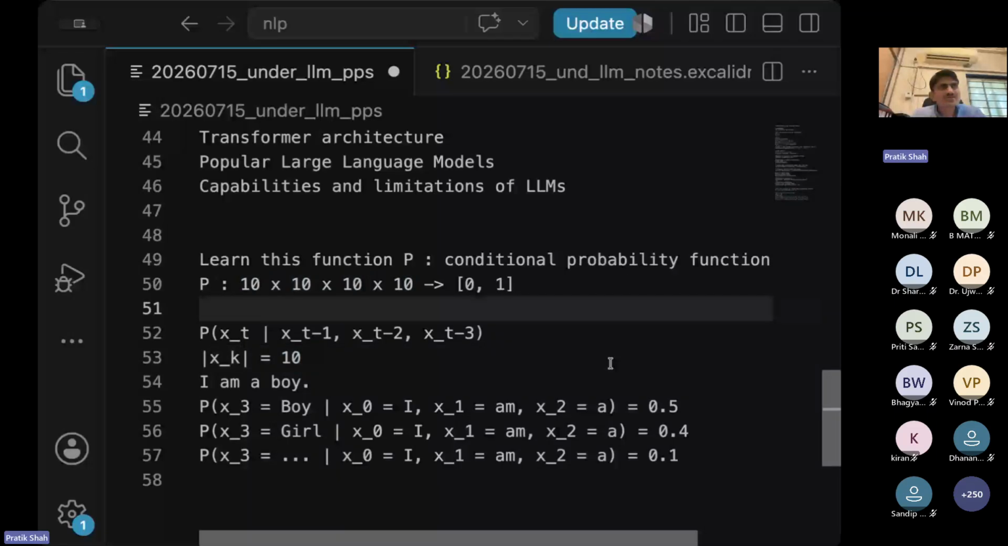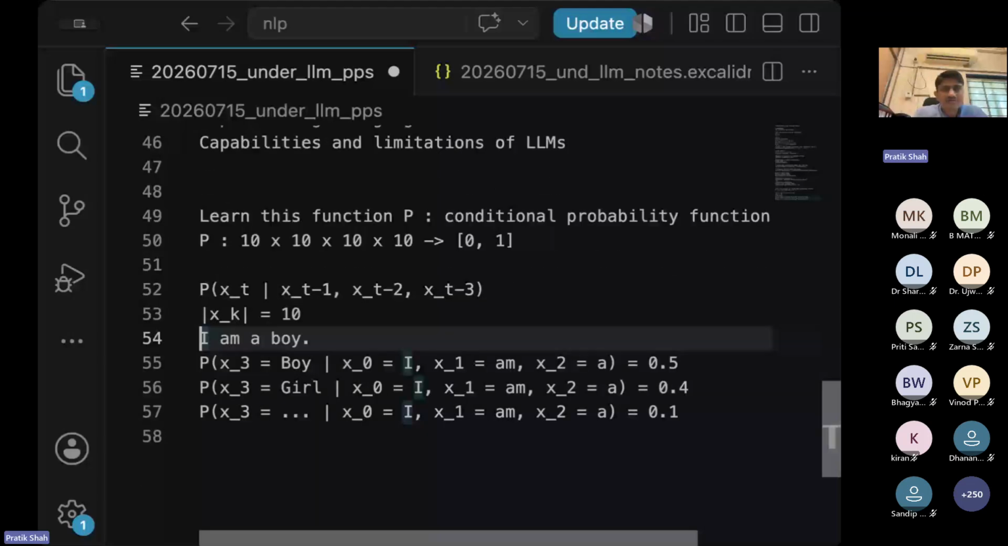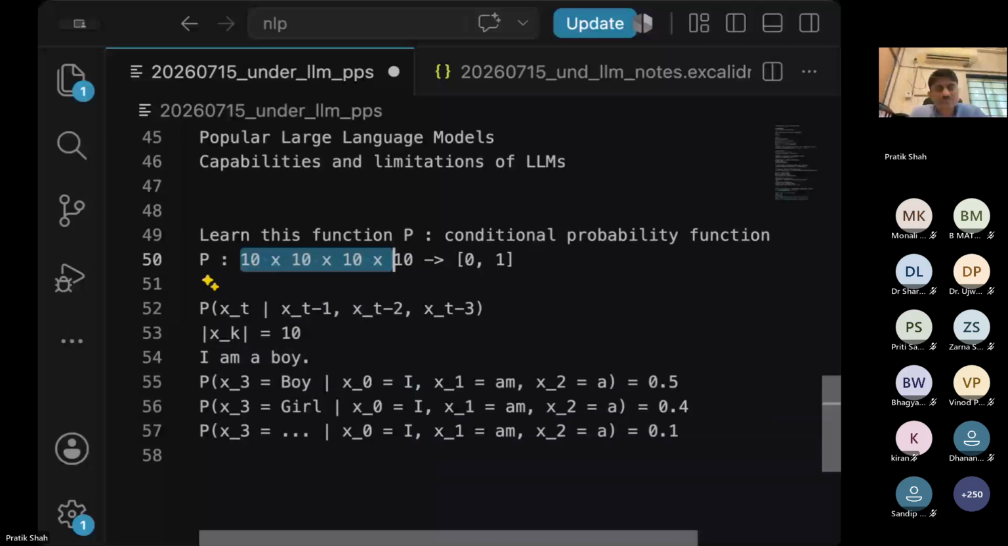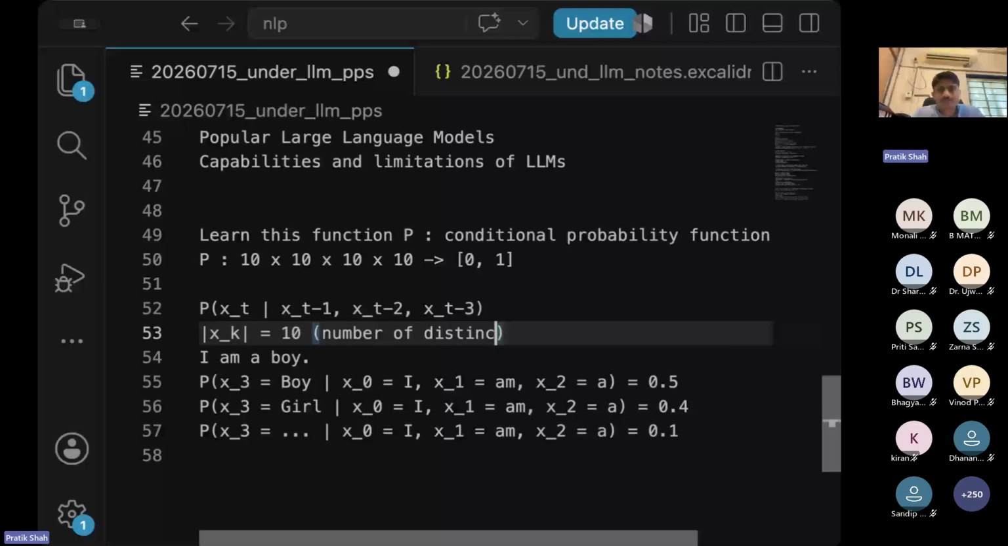Great. So whenever somebody says large language model, you don't have to worry about it. It is actually a conditional probability function. Now, one way would be to write down all these probabilities. Now how many possibilities would there be? 10 into 10 into 10 into 10. 10,000 such values would be there. Do you agree? There will be 10,000 such values.